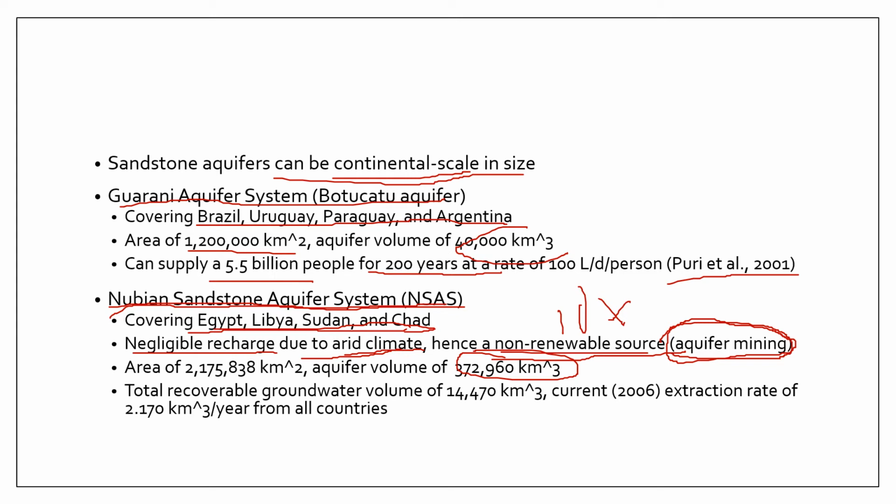And it is estimated that the recoverable groundwater in this aquifer is in the ballpark of around 15,000 cubic kilometers, while the current extraction rate of the countries is in the range of 2.2 cubic kilometers per year. So they have approximately 7,000 years to deplete this aquifer if assuming that their extraction rates are sustained.